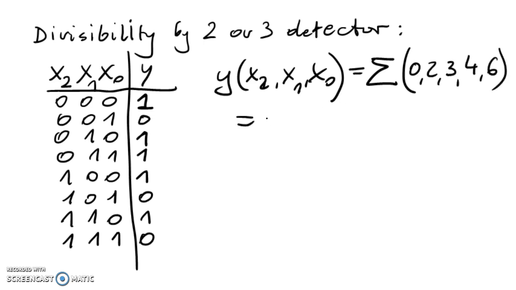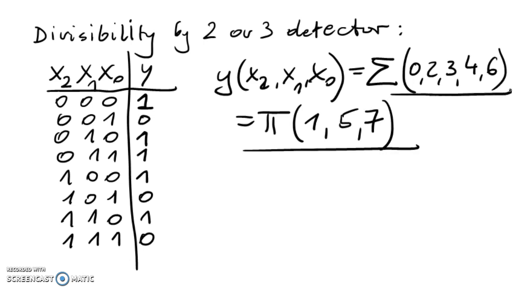The minterms are 0, 2, 3, 4, and 6. But also as a product of maxterms. There is a smaller number of maxterms here, and what is missing is 1, 5 and 7. Okay, you've got these 2.